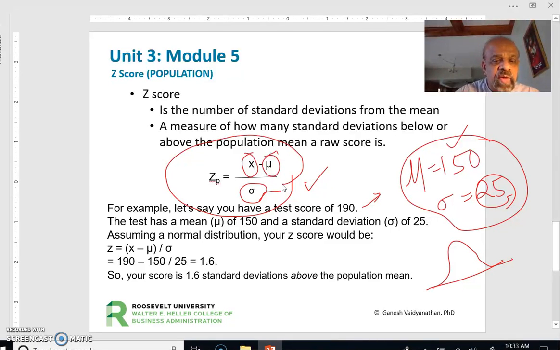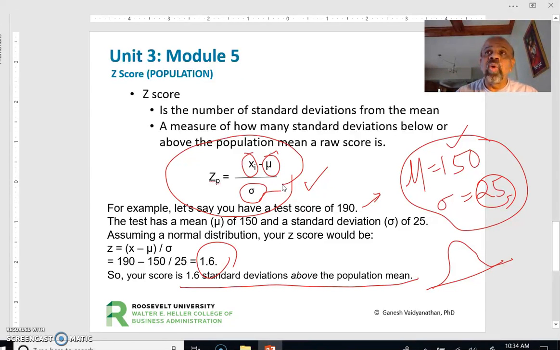If you plug in these values, you get 1.6. So your score is basically 1.6 standard deviations above the population mean. What does that actually mean? It means that on an average, the population gets 150. This is what the scores of the population who have taken this test are. So everybody gets 150. You scored 190.